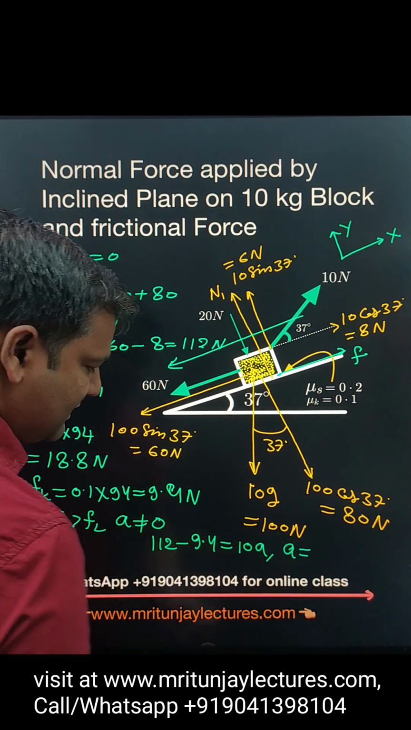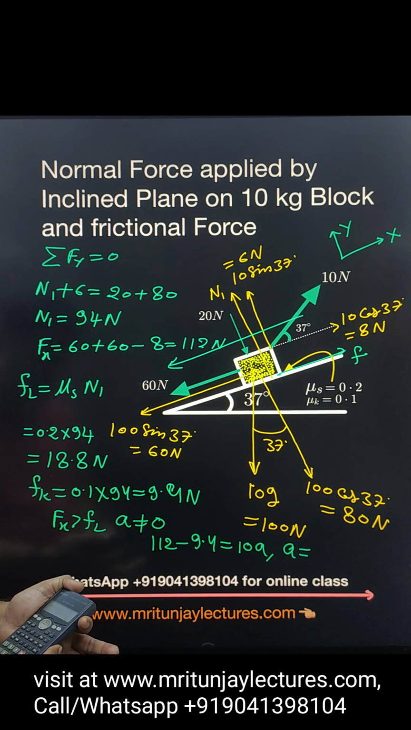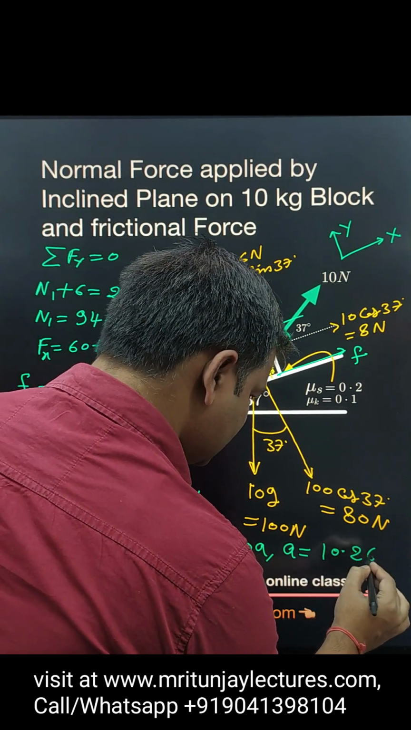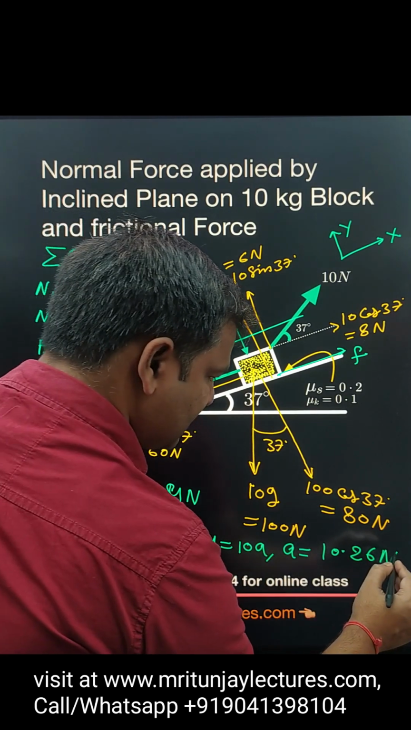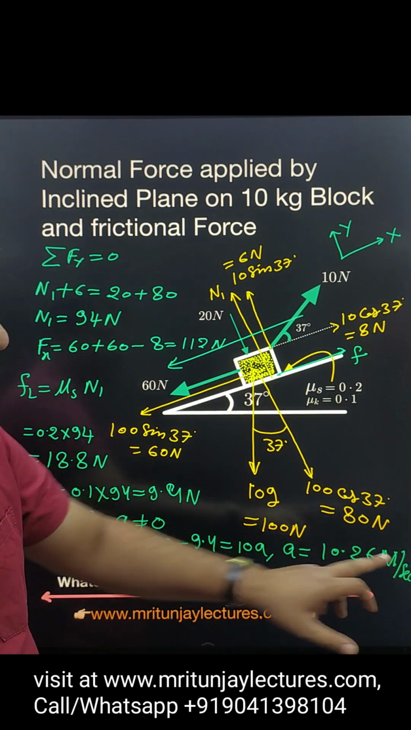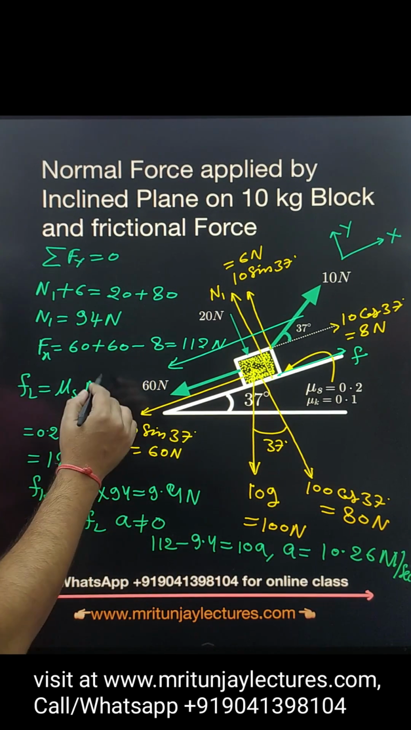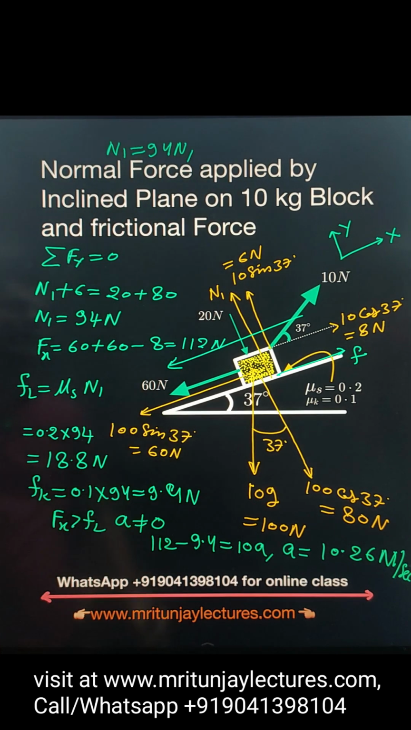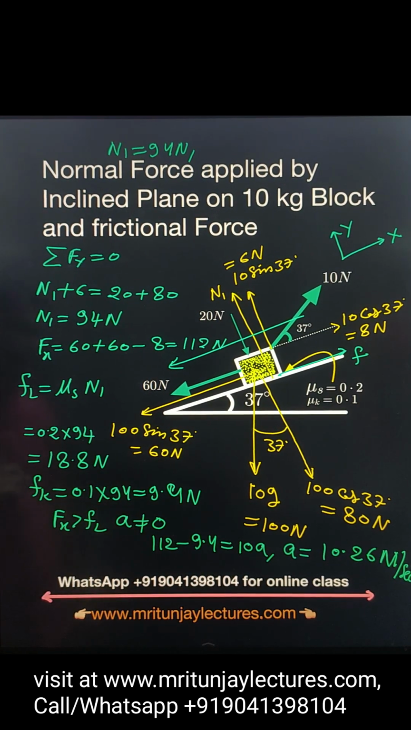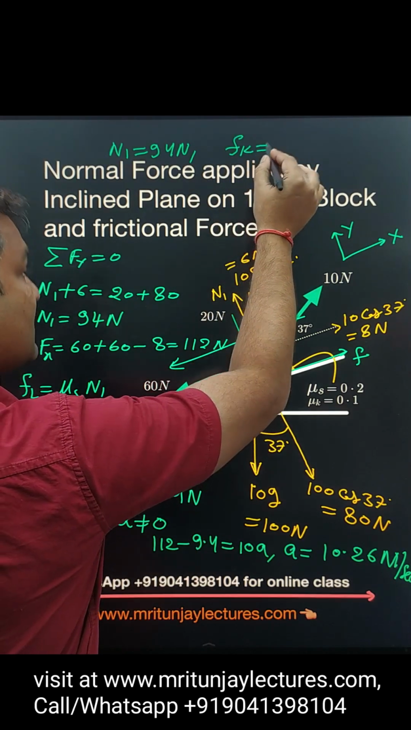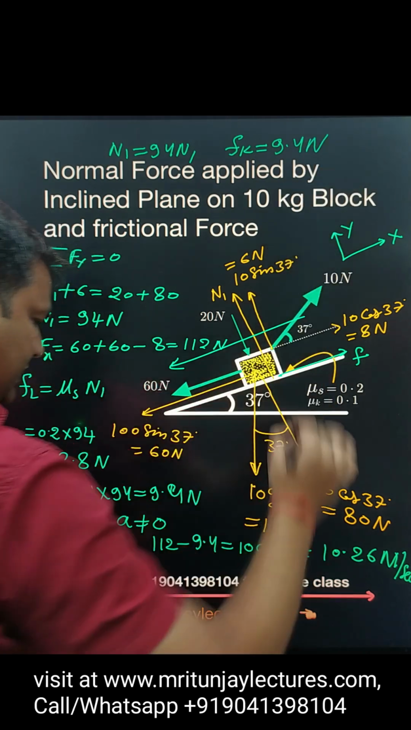So what about A? A is 112 minus 9.4 divided by 10. Then how much? 10.26 meter per second square. So the acceleration of the block is 10.26 meter per second square, and the normal force is N1, 94 Newton. And during motion, which frictional force acts? Kinetic friction. So kinetic friction is 9.4 Newton. Okay, make it.